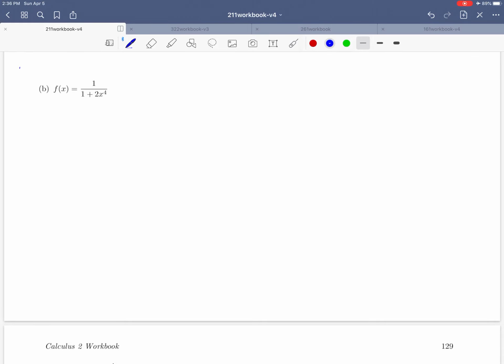We're going to look at example 5b on page 128. Example 5b is actually quite a bit like 5a that the previous video was about. So again, we have a function given as 1 over 1 plus 2x to the fourth. And the question is, we want to find the power series expansion centered at a equals 0 for this function.